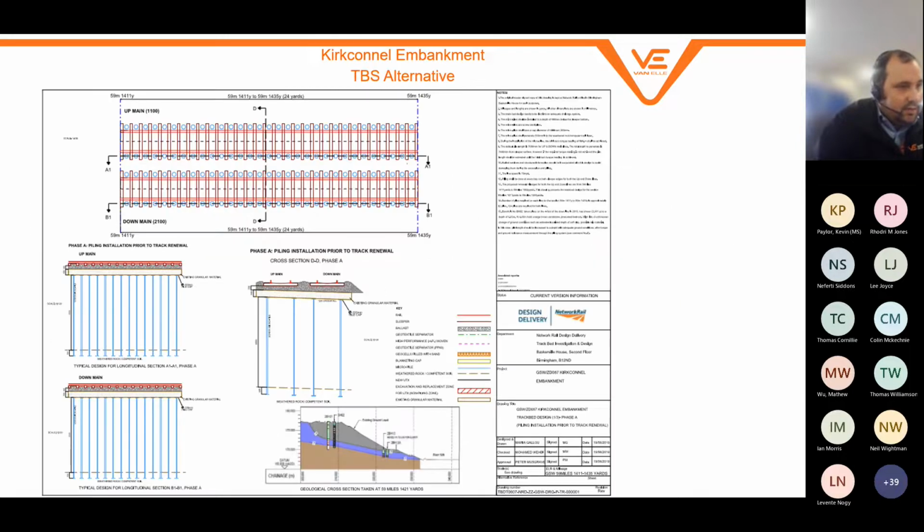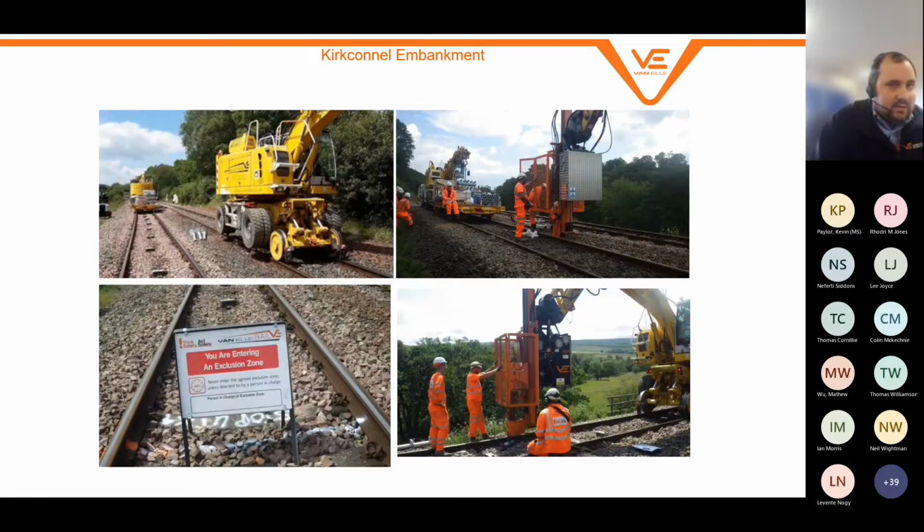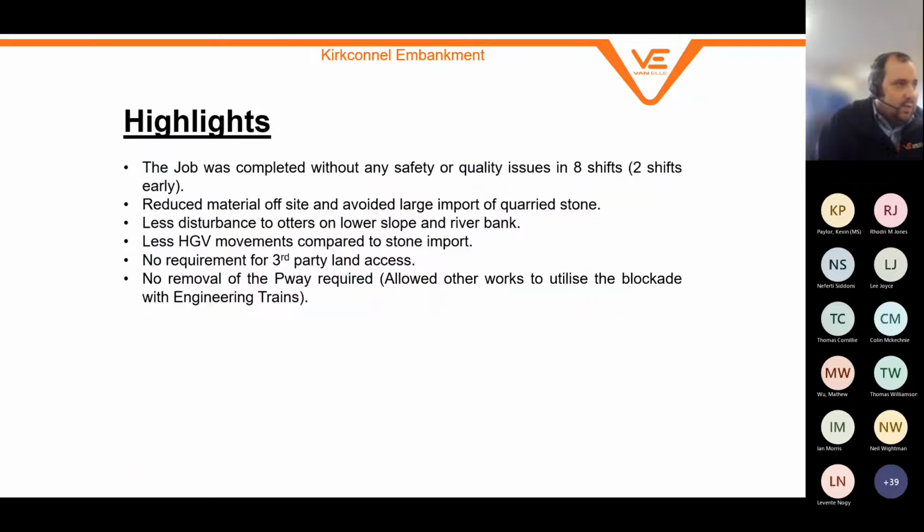The detailed design that was done by the Network Rail team in Birmingham came up with a pile design that would then work for the project. Then we deployed to site. So it's the same equipment again, this time working with two teams. One team on the up, one team on the down. The job was completed without any safety or quality issues in 8 shifts.